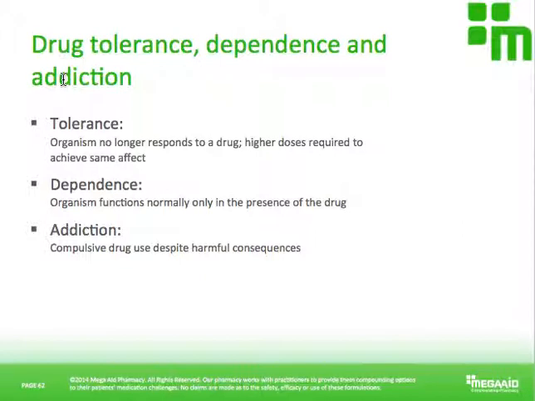Another thing about using opioids that you need to be aware of is that they have a potential for development of tolerance, dependence, and addiction. So what is tolerance? Tolerance is basically when your organism no longer responds to a drug; you build up a tolerance to it. That means to achieve the same therapeutic effect, you need to be taking higher and higher doses of the drug. So maybe to achieve pain relief, instead of taking 10 milligrams like you've been taking for the past several months, now you have to take 20 milligrams.